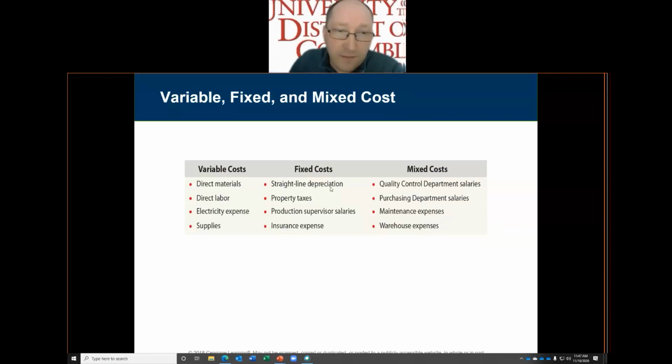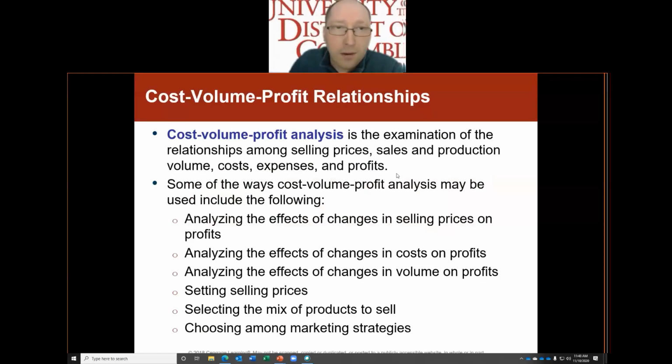These are just examples of fixed costs, variable costs, and mixed costs. Cost, volume, profit analysis. So this is more of the same concept, but we're going to take what we just learned and apply it to understand what is our break even. Cost, volume, profit analysis is the examination of the relationships among the selling price, production volume, costs, expenses, and profits. We examine all of these things in order to understand the point of break even.